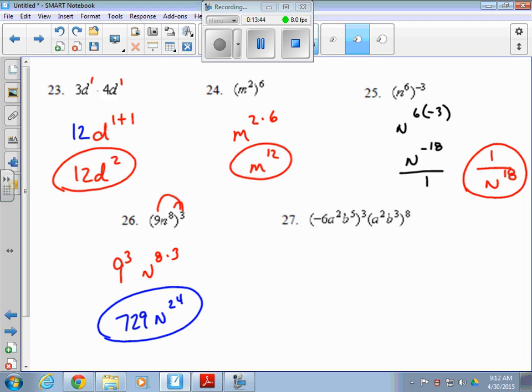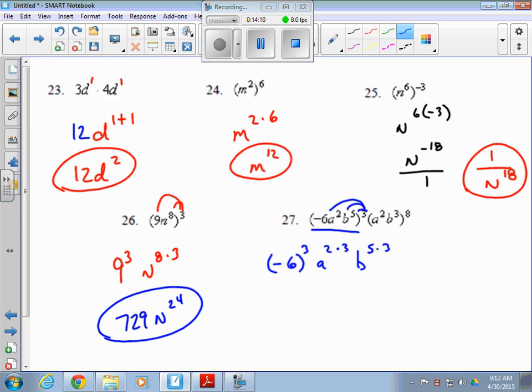Number 27 says negative 6 a to the 2nd, b to the 5th, all to the 3rd, times a to the 2nd, b to the 3rd, all to the 8th. Do them separately. Do this first one. Everything here is being raised to the 3rd power. Negative 6 is being raised to the 3rd power. A squared is being raised to the 3rd power, which means it's multiplying. And b to the 5th is being raised to the 3rd power again, which means it's multiplying.